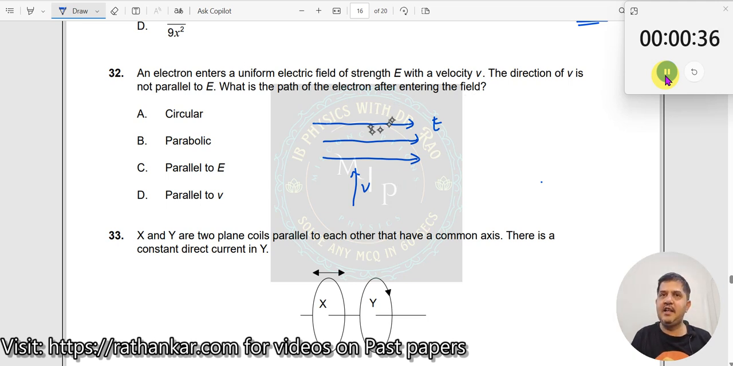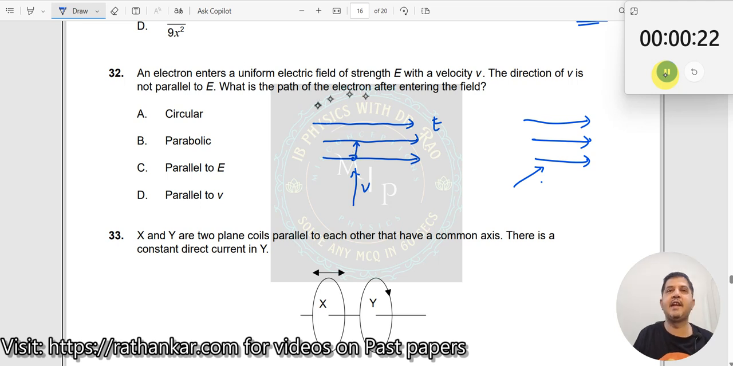See, it need not always be perpendicular. It can also be like this. If this is your electric field, it can also be like this. First, let us discuss this and let me go for this later on. Now, the electron is entering over here, and the electric field is like this. Which path will it take? It will always try to go against the electric field, right? It will now take a path like this.